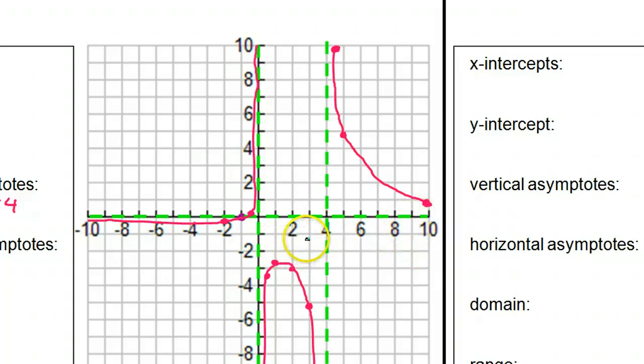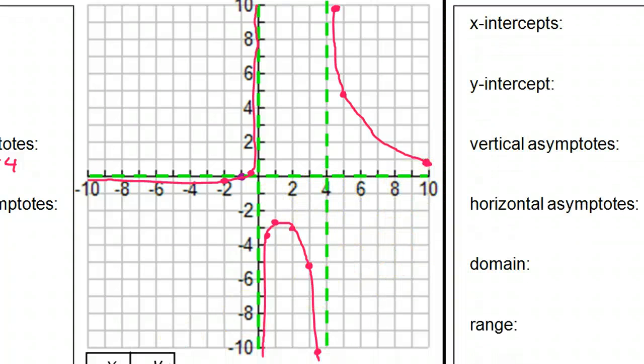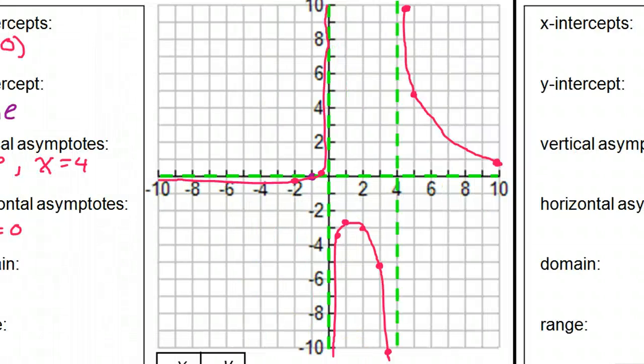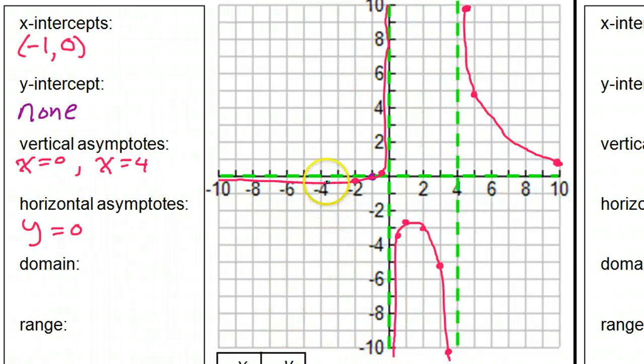Alright, just for fun, let's take a peek at the graphing calculator and see how we did. Kabam! Nailed it! Okay, anyway, let's go on and do the rest. So the domain. The domain is, we're going to have to do it in 3 parts. So this left part over here covers the x values from negative infinity to 0. Okay, from negative infinity to 0. And then the middle part covers the x values from 0 to 4.